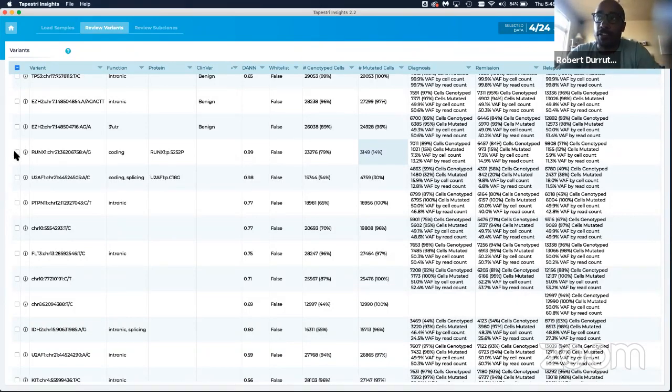But let's say we include it, maybe because we don't really understand this VAF count now. UTF-1, similar story. High DANN score, it's purely genotype, so not that great. And this 30% of cells mutant suggests somatic character. As you can see now here, similar to RUNX1, the VAF by cell and VAF by read count are not perfect.